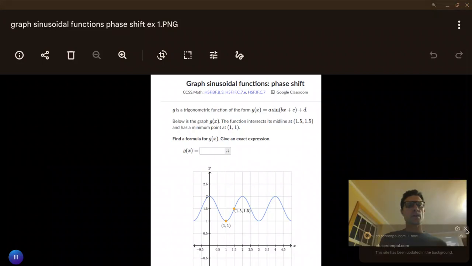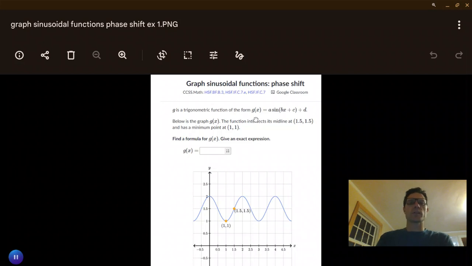Okay, so this is the graph sinusoidal functions phase shift skill, and this is the single most skill I get questions on in the class. Again, Khan does not do a terribly good job on the videos of this one, so I want to take you through a few examples. This being the first one.